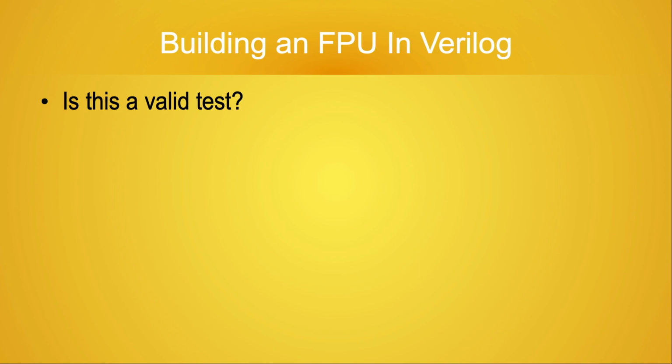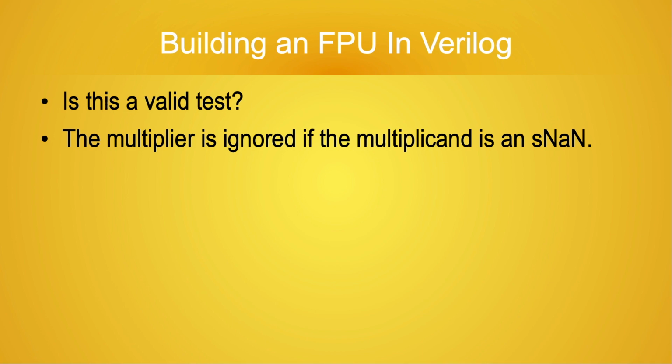I think so. If you remember, the Verilog code for this test case treats the value of the multiplier as being superfluous. If the multiplicand, that is the first operand, is a signaling NaN, the Verilog code simply returns the first operand. The actual value of the second operand, or even the type of the second operand, has no impact on the value returned by the multiply module.